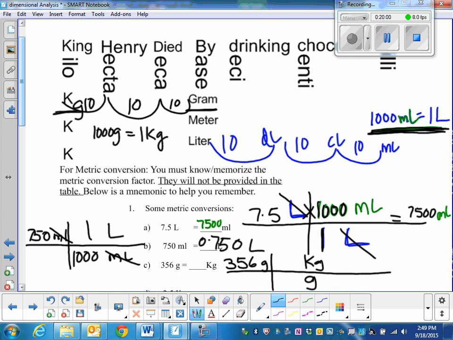Let's come back here, David. What number goes before grams? 1000. What number goes before kilogram? 1. I cancel my grams. What do I do with the 356 and the 1000?